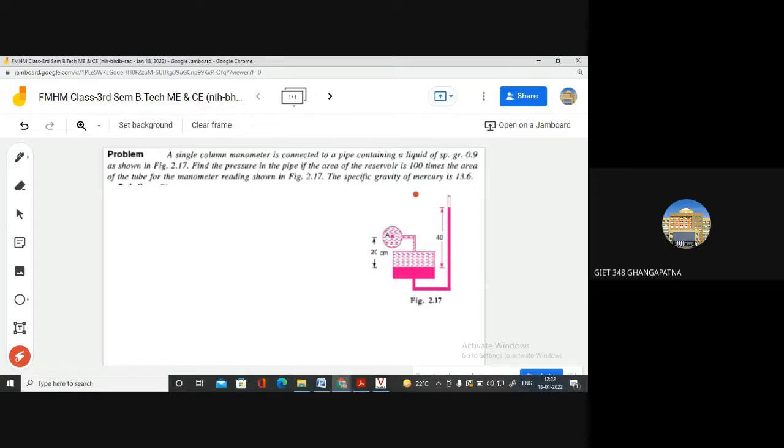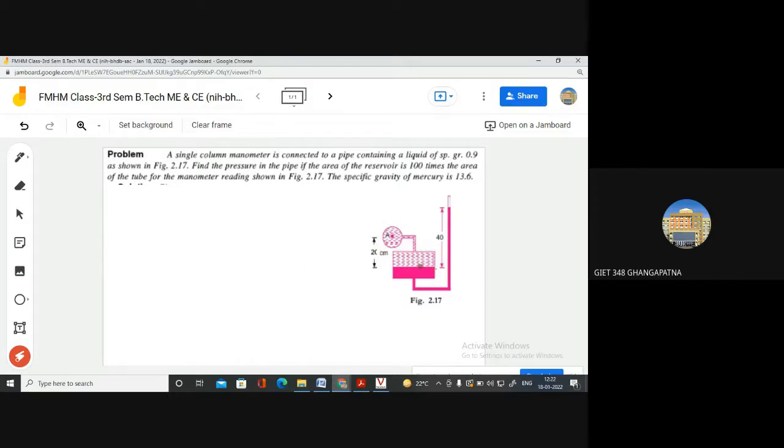What is the specific gravity of the liquid in the pipe? You write down and say the answer. What is given in the question, you see? What is the specific gravity of this liquid which is there in the pipe? 0.9. Okay. If you know the specific gravity of the liquid which is present in the pipe, you can find the density or not? How to find density? Specific gravity multiplied by the density of water.